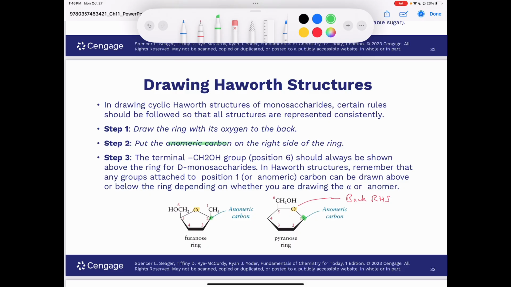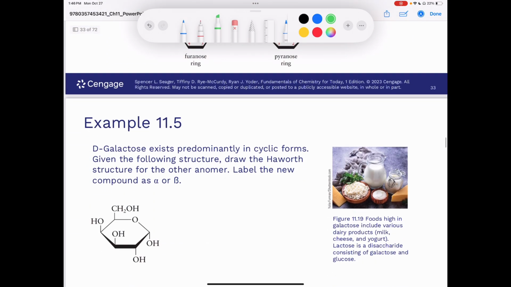And the terminal CH2OH group, which is at position 6, should always be shown above the ring. So it should always be pointing up above the ring for a D monosaccharide, which is really all we're going to be interested in drawing in this class because they are the naturally occurring sugars. Remember that any groups attached to position 1, the anomeric carbon, can be drawn above or below the ring, depending on whether you're drawing the alpha or the beta. If it's alpha, it should be pointing down, and if it's beta, it should be pointing up.